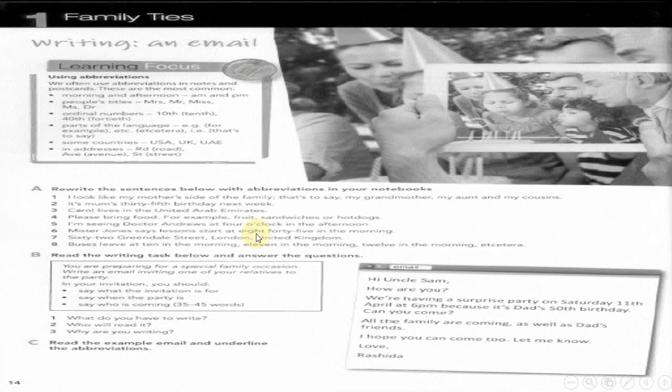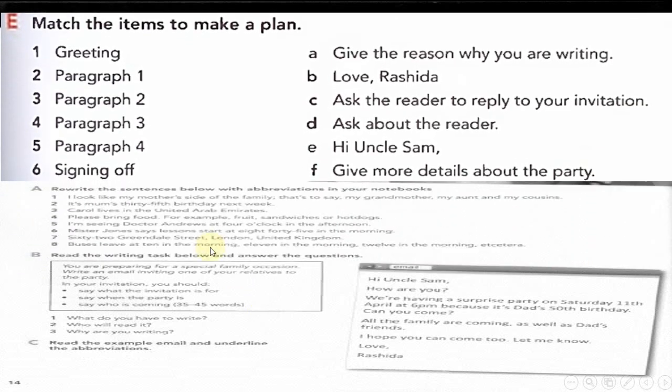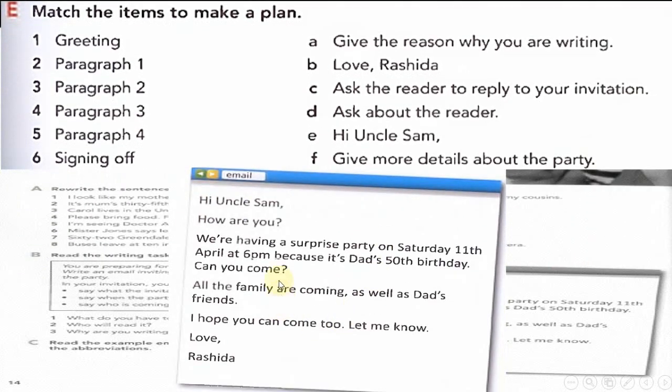Now in the next exercise, exercise E, you are asked again to read the email and match the items to make a plan. Before writing an email, we always plan it. We plan what we are going to write, like the greeting, what we are going to write in paragraphs 1, 2, 3, 4, and signing off, اللي هو signature توقيعك في النهاية, okay? So let's match the items.